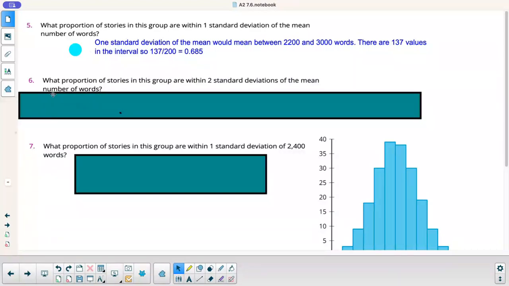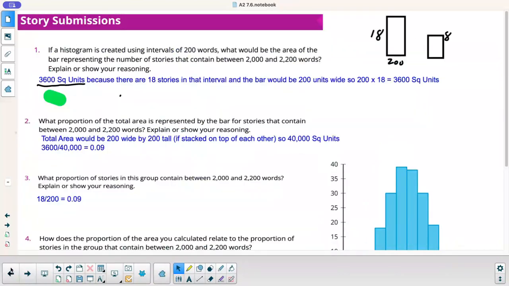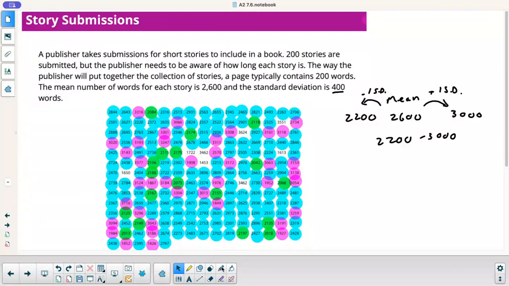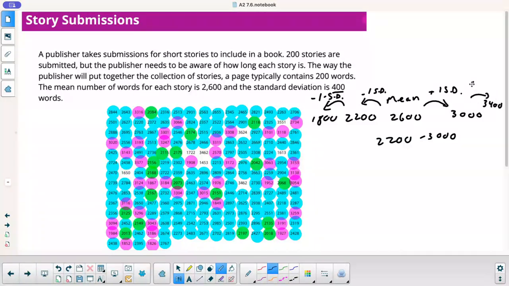If I go to number 6, what proportion of stories in this group are within 2 standard deviations of the mean? So 2 standard deviations, I'd have to subtract another 400. So minus another standard deviation, I'd be down to 1800. And then if I go up 1, I'd be up to 3400. Okay, plus 1 standard deviation. So basically I'm going from 1800 to 3400.